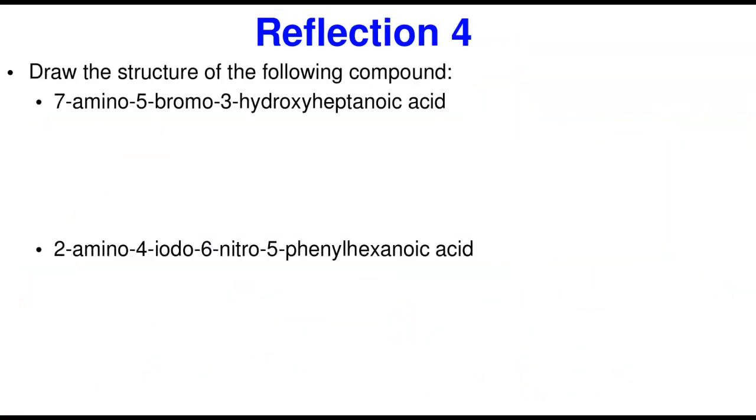I have another one too for you here. I have another beautiful one here. In this case, we've been having the structure and naming it. In this case, we're going to have the IUPAC name and we're going to draw the structure. Now, in doing this, like I've always done in this series, the first thing you need to do is get the longest chain in this reflection 4. So it says 7-amino, 5-bromo, 3-hydroxy heptanoic acid. So 7.